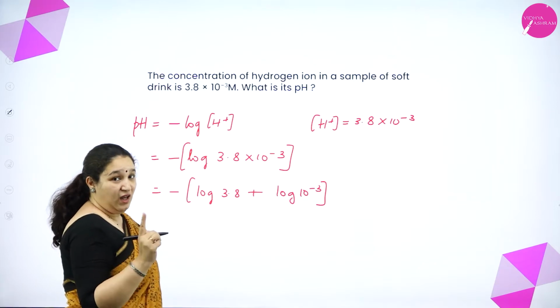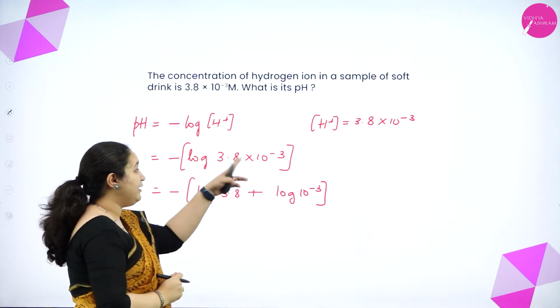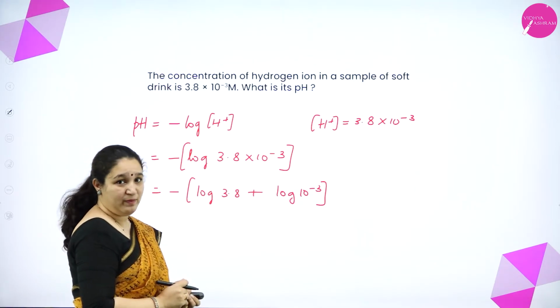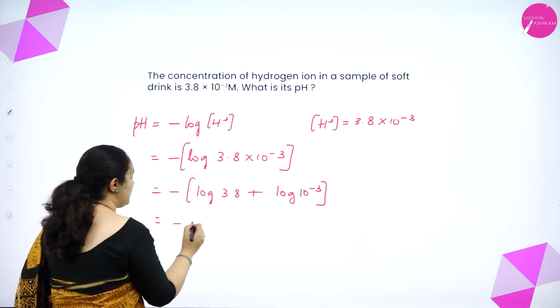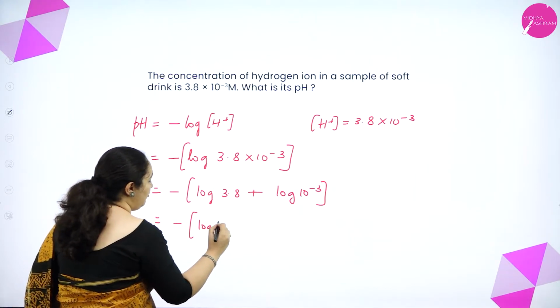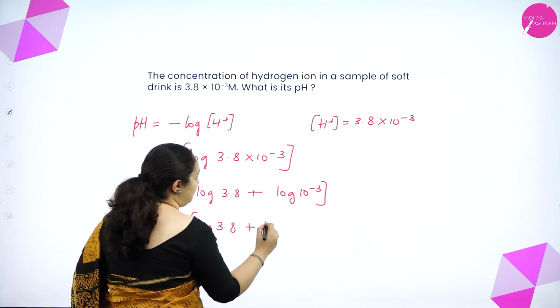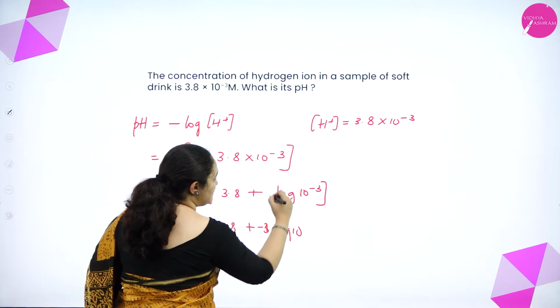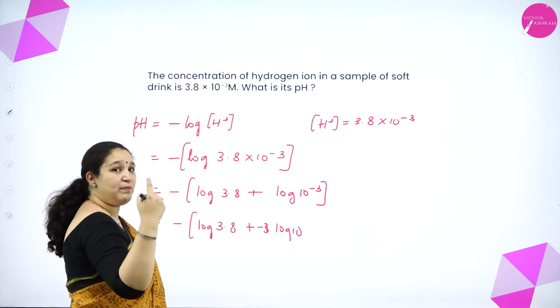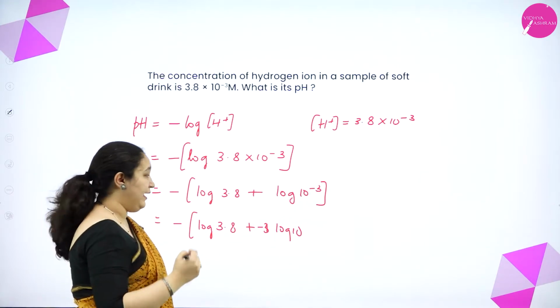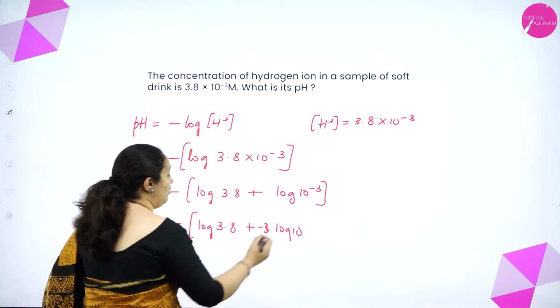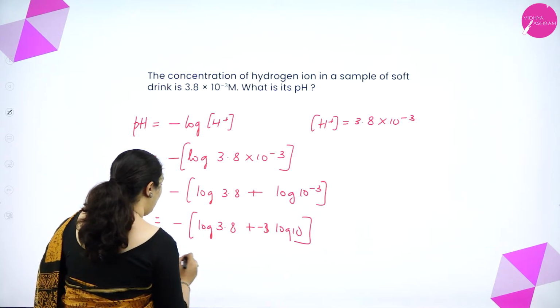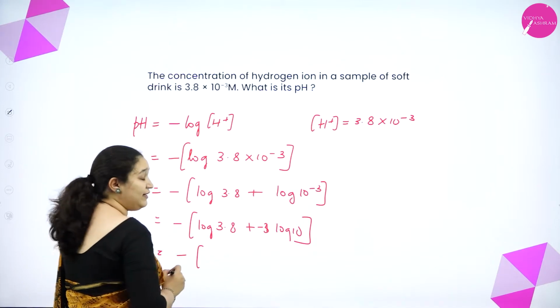This is the formula I told you: log A into B is log A plus log B. So once more I can write this as minus log of 3.8 plus minus 3 log 10. For this, what have I applied? Log A to the power B is B log A. Correct? So now what is the value of log of 3.8?